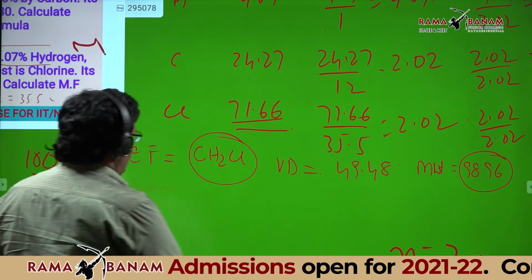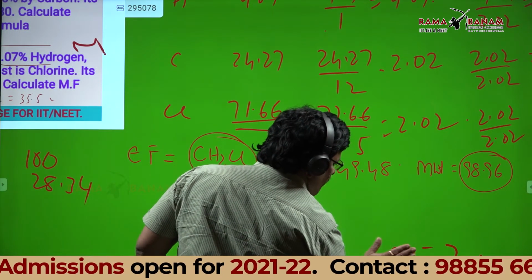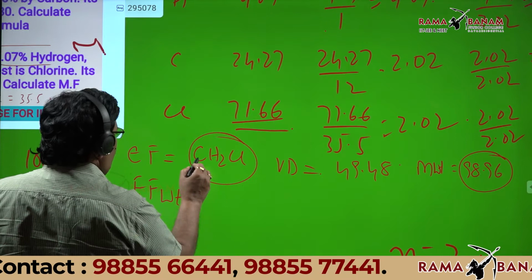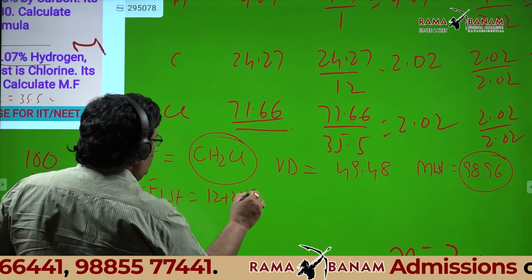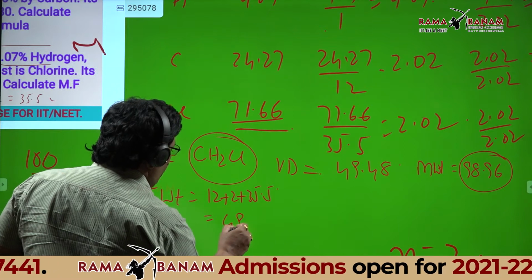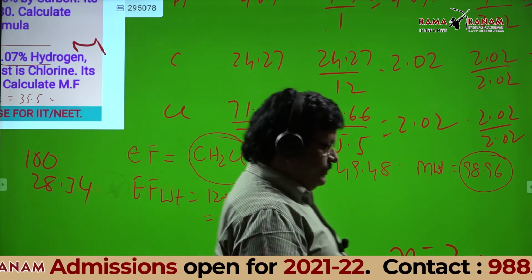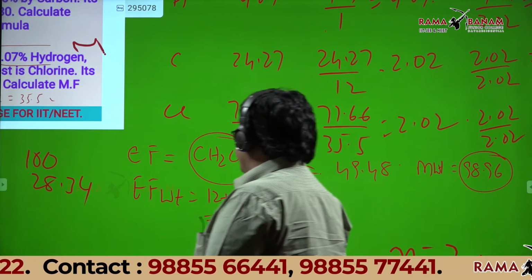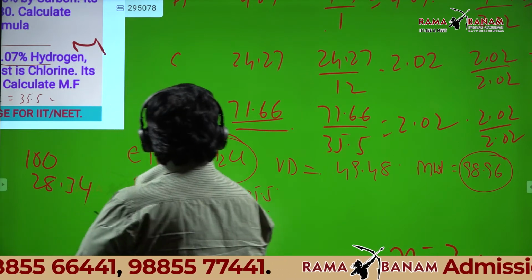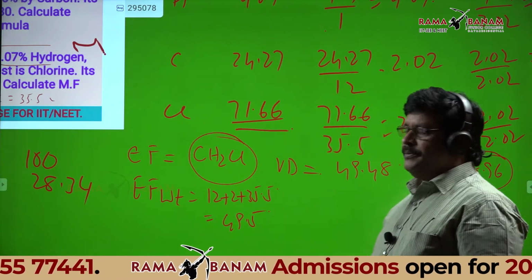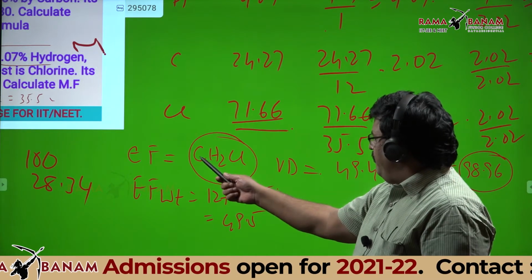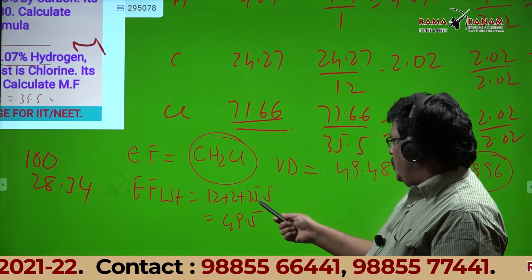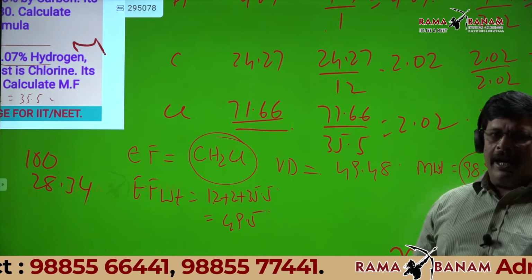Yes, sir. Then can you tell the weight of the empirical formula? Empirical formula weight is 12 plus 2 plus 35.5, it's 49.5, right? Empirical formula CH2Cl: there is one carbon, so the atomic weight of carbon is 12. Two hydrogens, 2 into 1, plus chlorine is 35.5. So the total is 49.5.